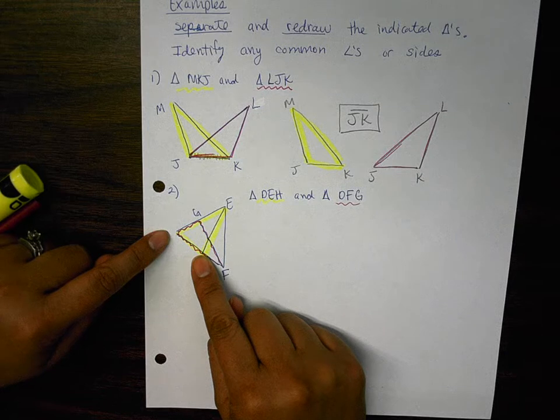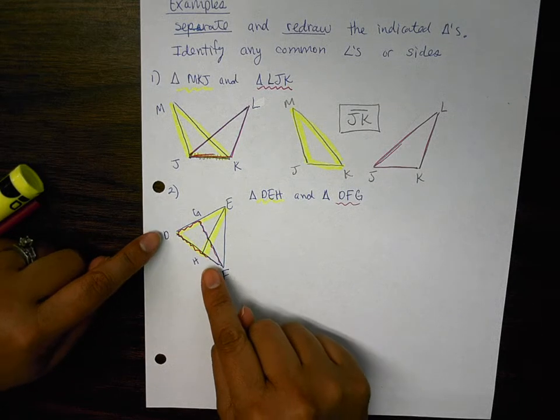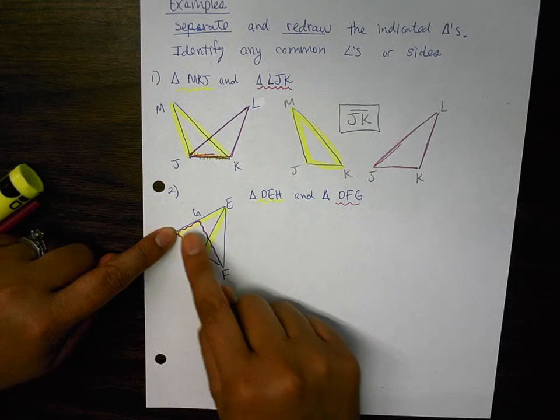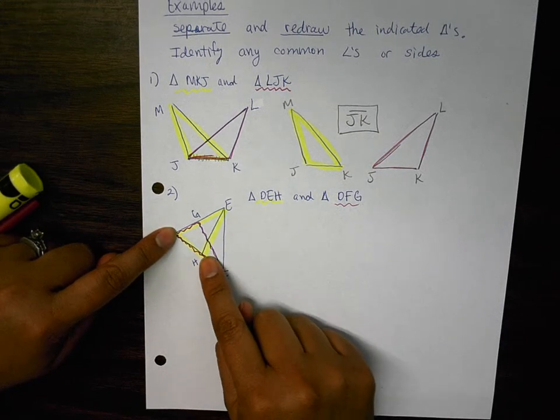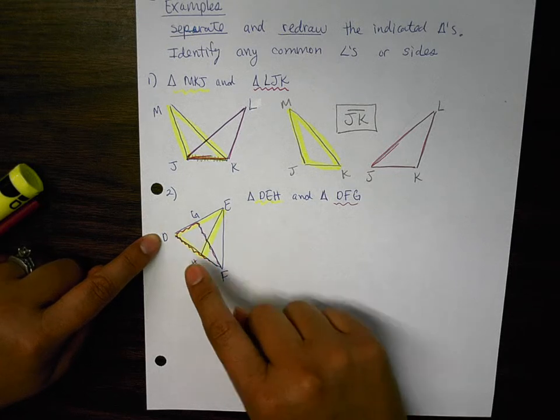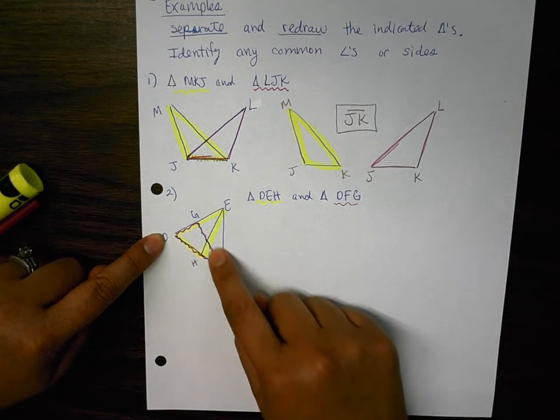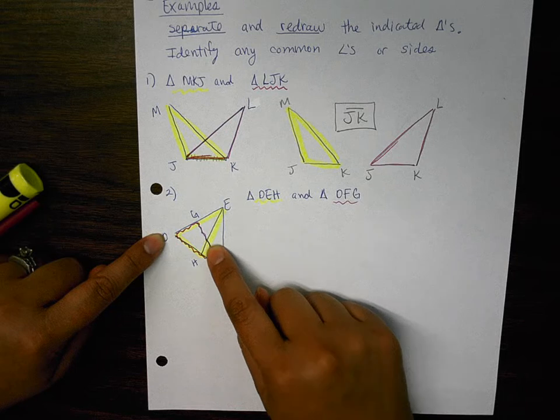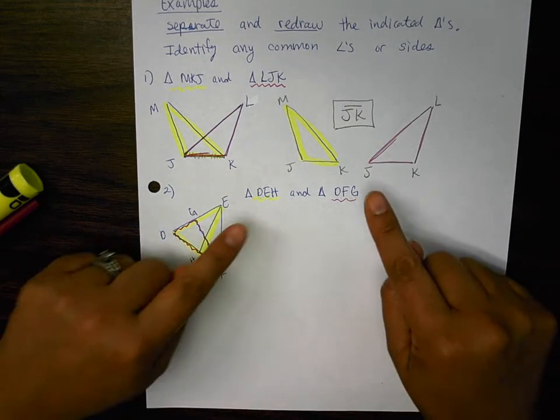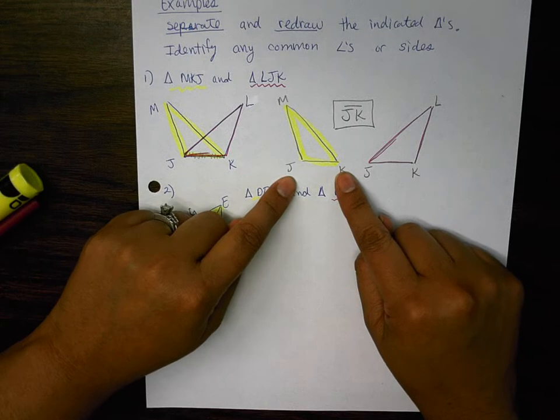Does DH have both of the yellow and the pink? Is DH the base for the yellow triangle? Is DH a complete side for my pink triangle? Is DH the complete side for this triangle? Yes or no? Do you see that I cannot use DH?